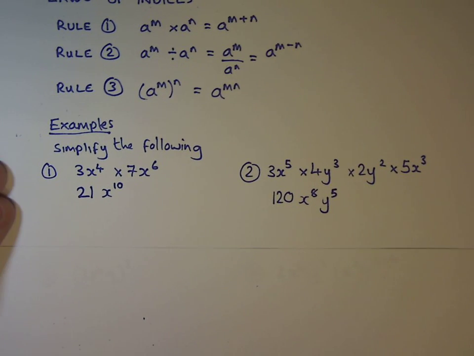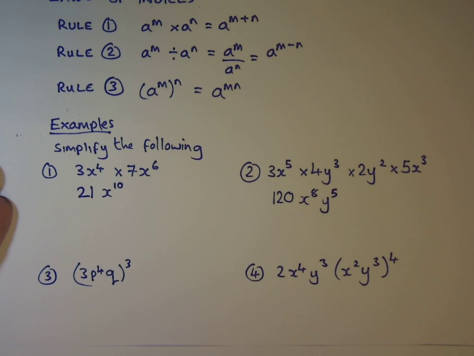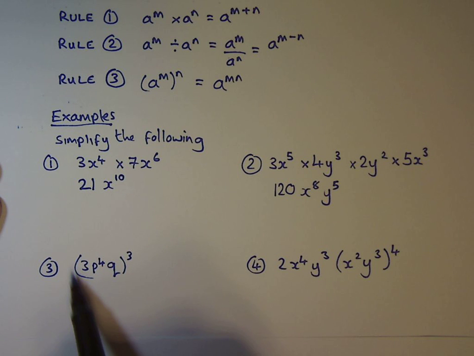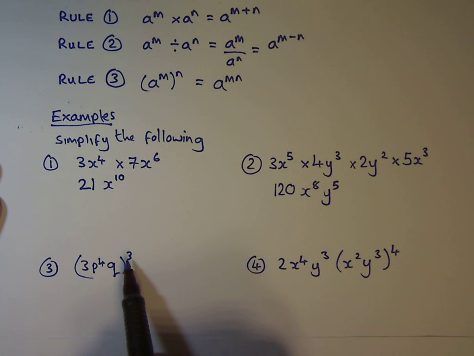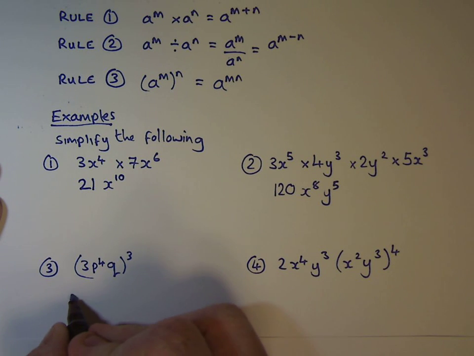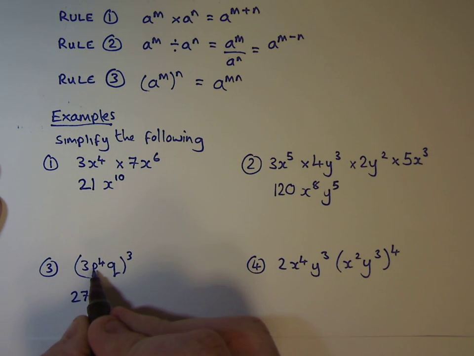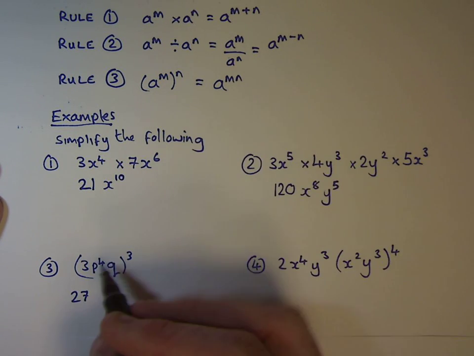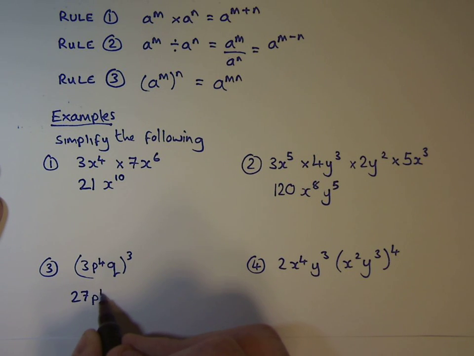Next example. Example 3. 3p to the 4 times q, all raised to the power of 3. We need to cube everything inside the bracket. First, deal with the numbers. 3 cubed, 3 multiplied by 3 multiplied by 3 is 27. Then deal with the p to the 4 to the power of 3. So using rule 3, multiply the powers, so you get 12. And then cube the q to get q cubed.